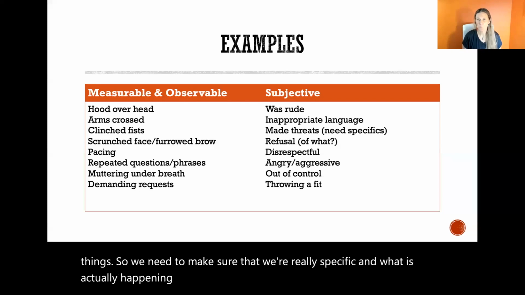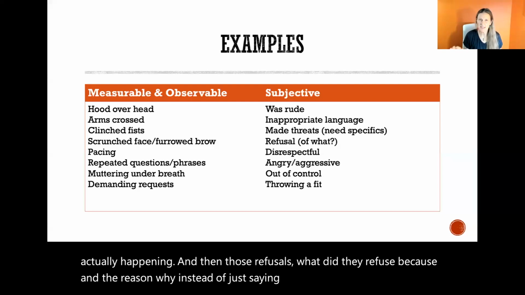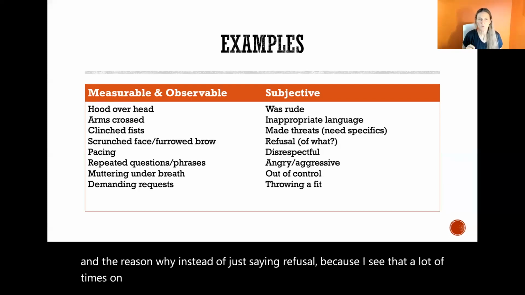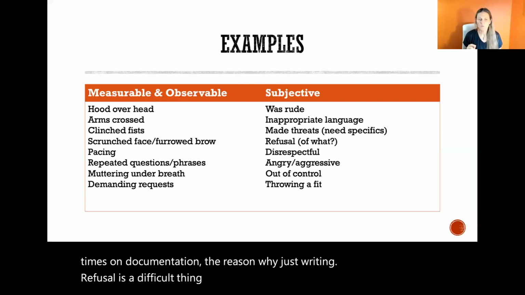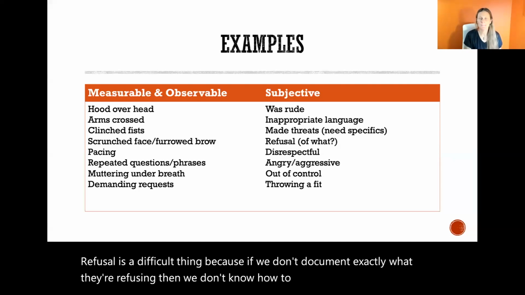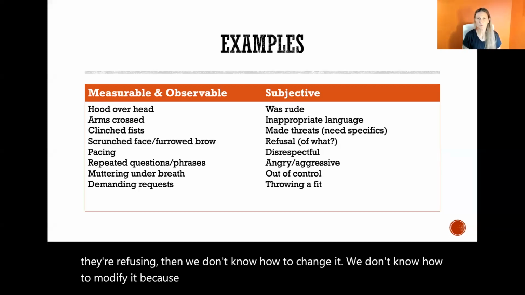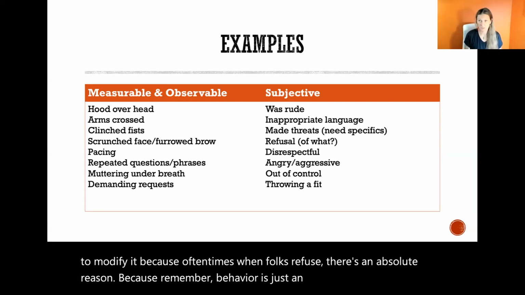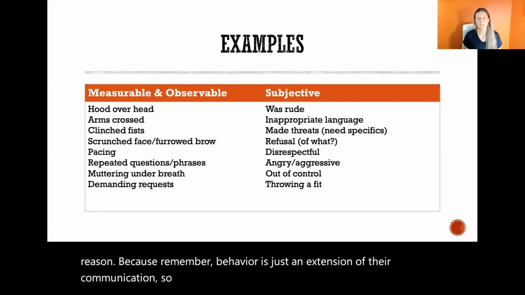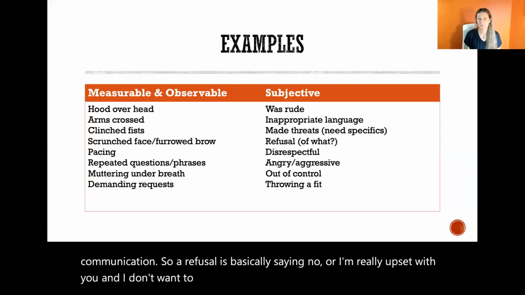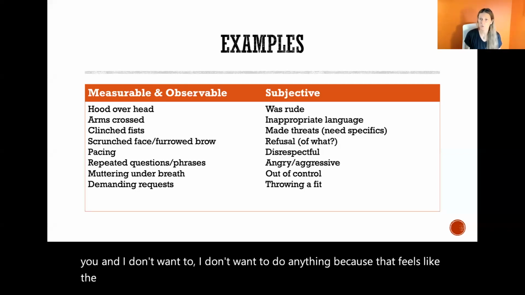And then those refusals, what did they refuse? I see that a lot in documentation, and the reason just writing refusal is difficult is that if we don't document exactly what they were refusing, then we don't know how to change it. We don't know how to modify it. Oftentimes when folks refuse, there's an absolute reason. Because remember, behavior is just an extension of their communication. So a refusal is basically saying no, or I'm really upset with you and I don't want to do anything, because that feels like the only thing I have control over.